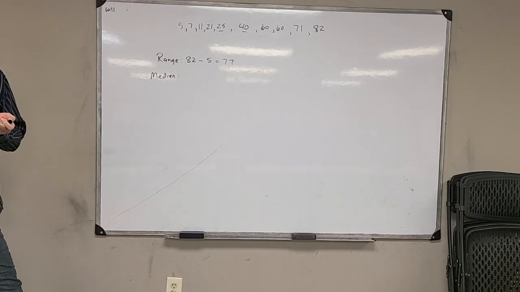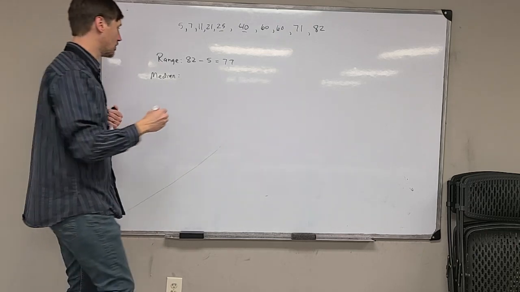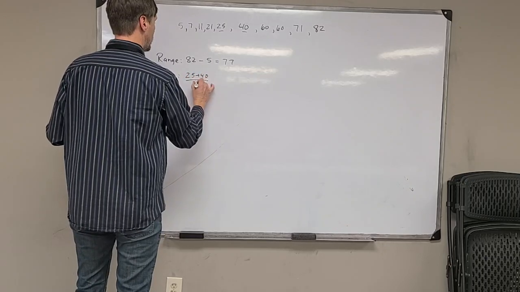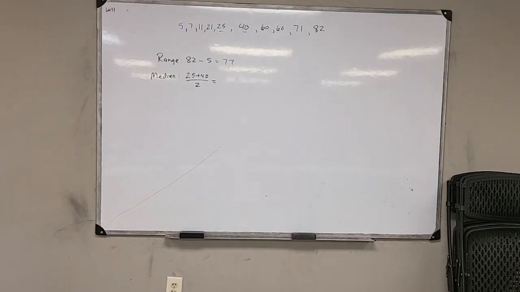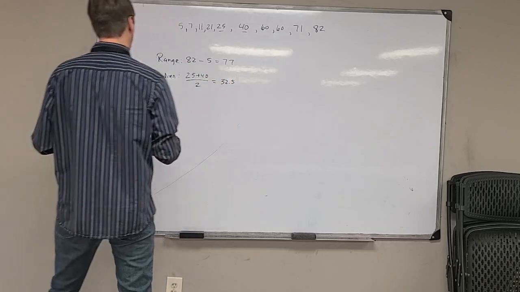So what do I do when I've got 2 numbers that are in the middle? Subtract? No? Or add. I do the average thing you were just talking about. I add the 2 together and divide by 2, right? So I'm going to go 25 plus 40 divided by 2. And so that's going to be 65 divided by 2, which is 32.5. So that would be my median.